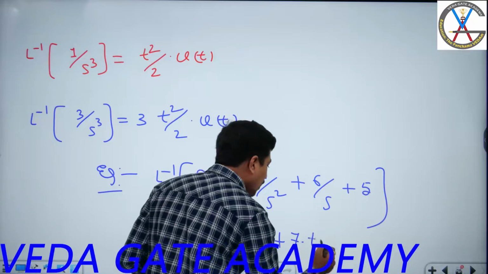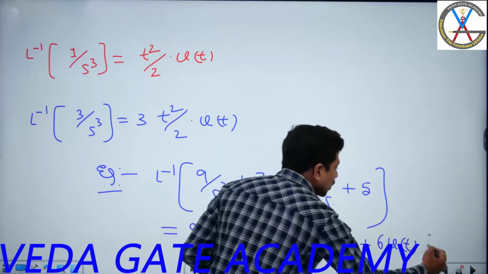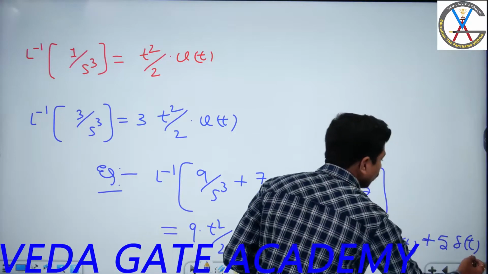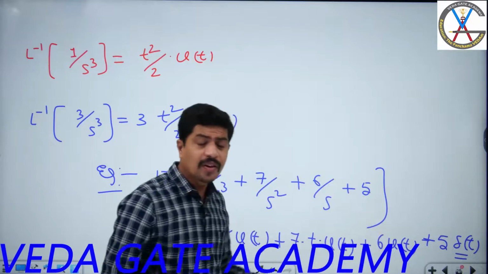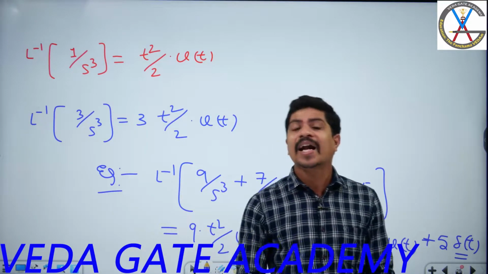7 into what? t into u of t, plus 6 into u of t, plus 5 into del of t. Yes, this is the answer. So with this we are done with the basic standard signals.